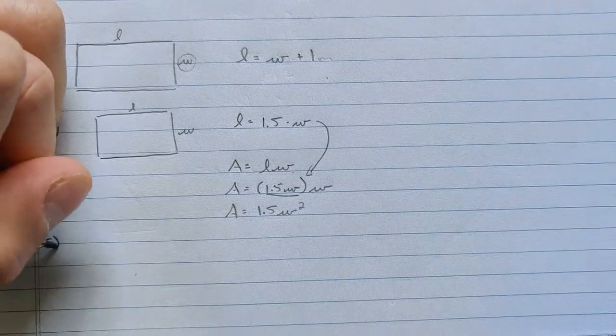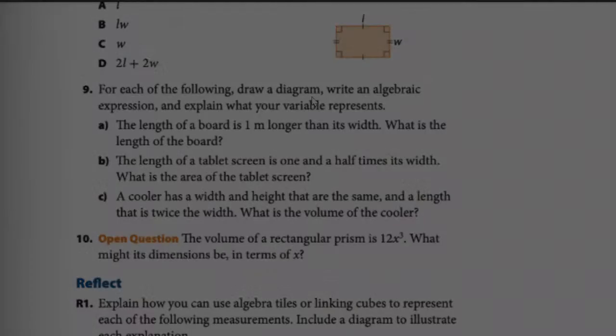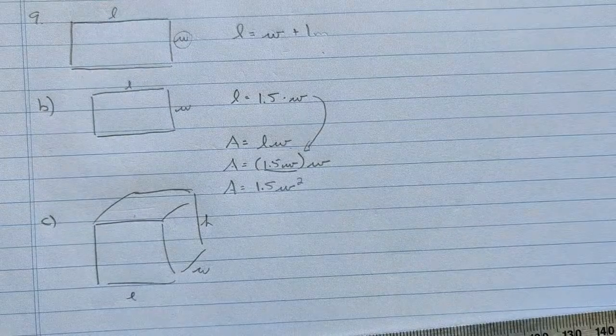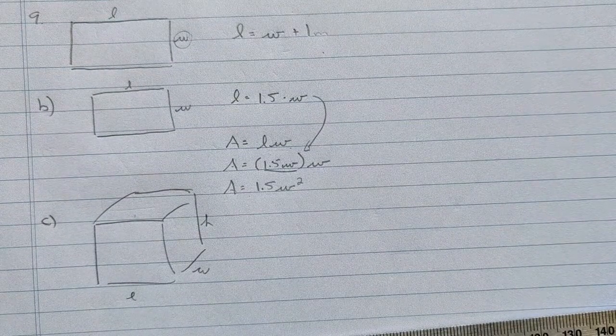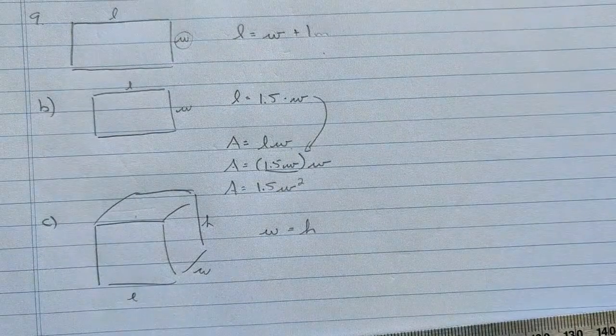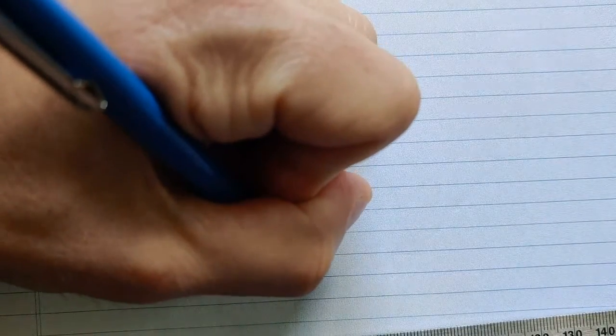In the case of C, we have a situation where a cooler has a width and a height that are the same and a length that is twice the width. What is the volume of the cooler? So now we are working with a rectangular prism, and so we have something like this. We're going to have a length, a width, and a height, or in this case I believe is what they said, right? Yeah, so length, width, and height. So it said that the width and height are the same. So the width equals the height. They also said that the length is twice the width. So the length is twice the width.